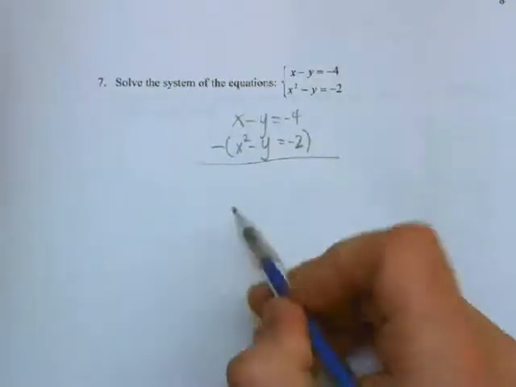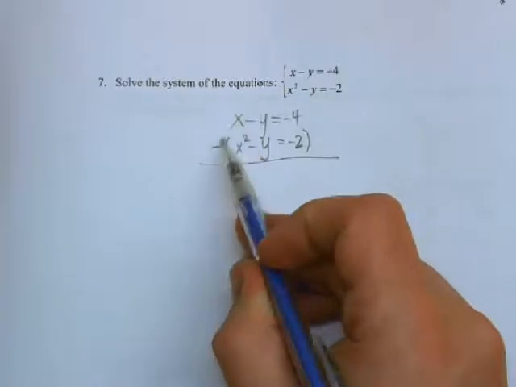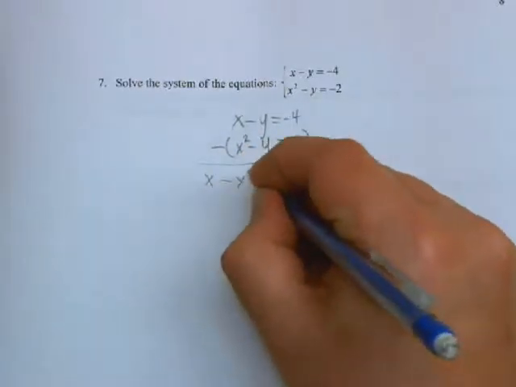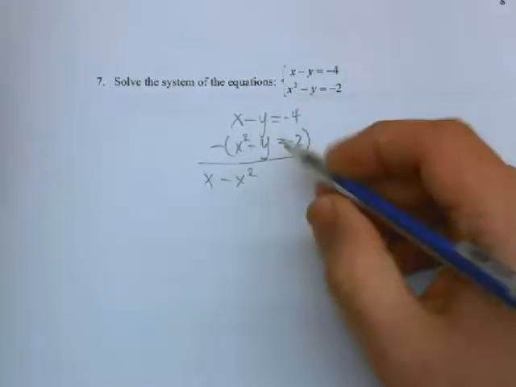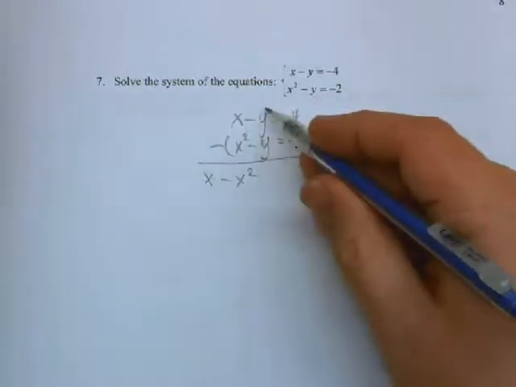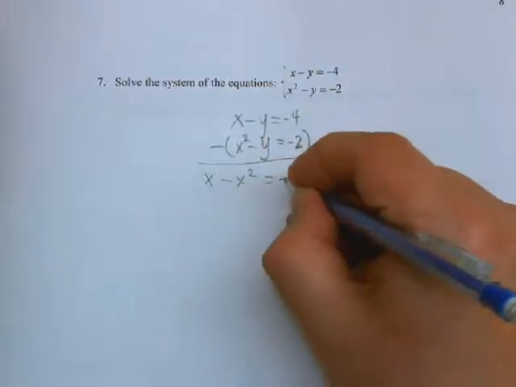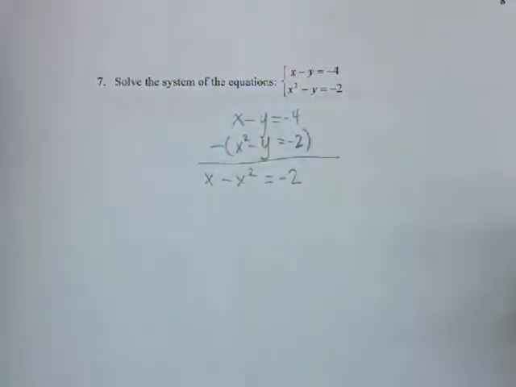When I do it, I get x minus x squared, which cannot be combined. The y variable is eliminated. Negative 4 minus negative 2 is negative 2. So at this point, we have a quadratic, and we need to solve the quadratic. Let's see if we can factor it.